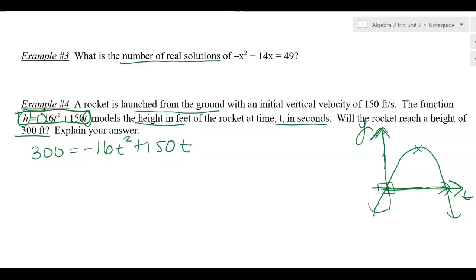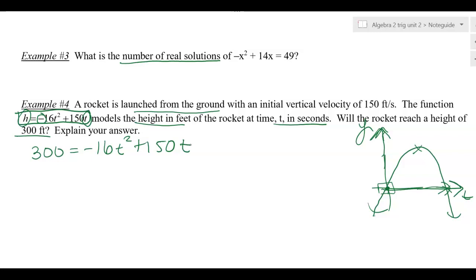Now, I don't necessarily disagree. If I do the quadratic formula, I would be finding exactly when it reaches 300 feet. But did they ask me when it reaches 300 feet? No. They just asked me, will it reach 300 feet? So the question isn't, what are the solutions? The question is, does this have any solutions? How can I check that without having to do the entire quadratic formula?